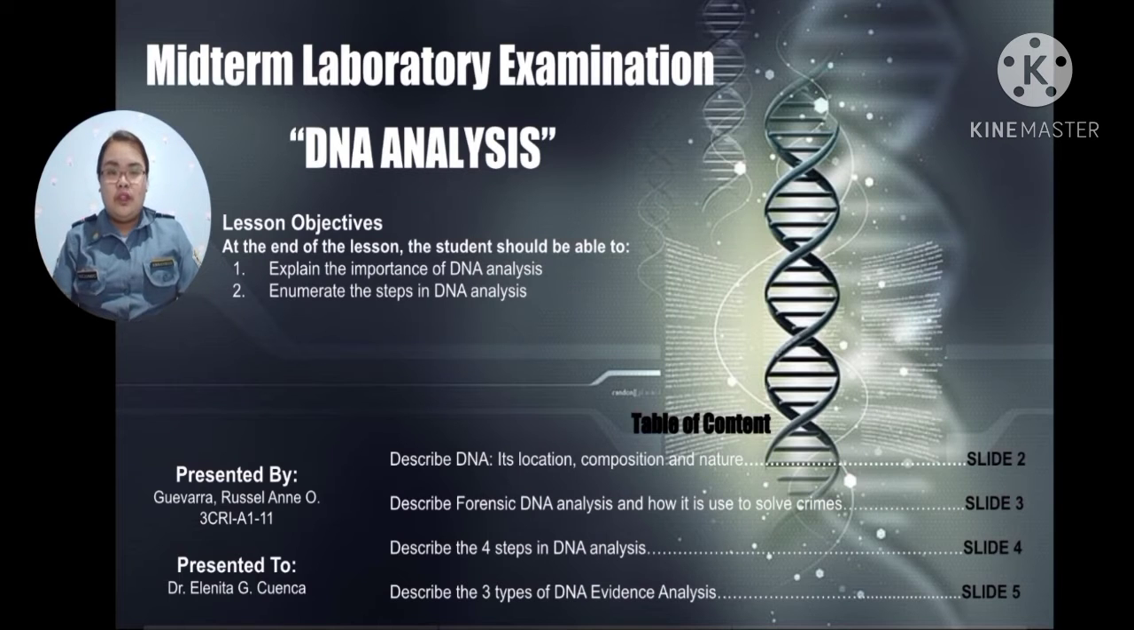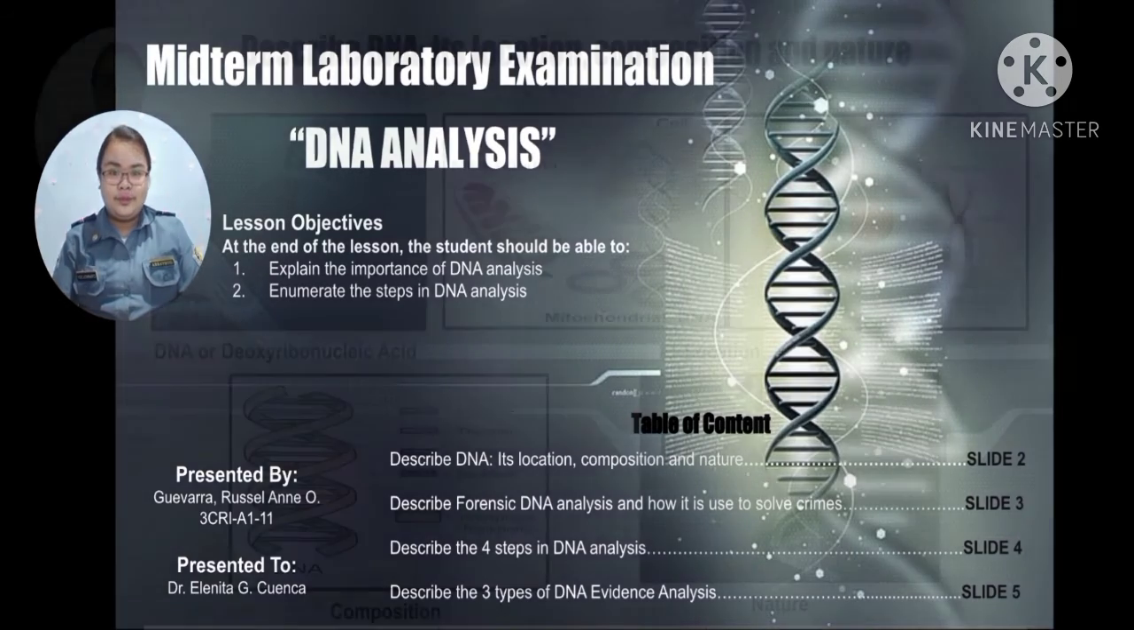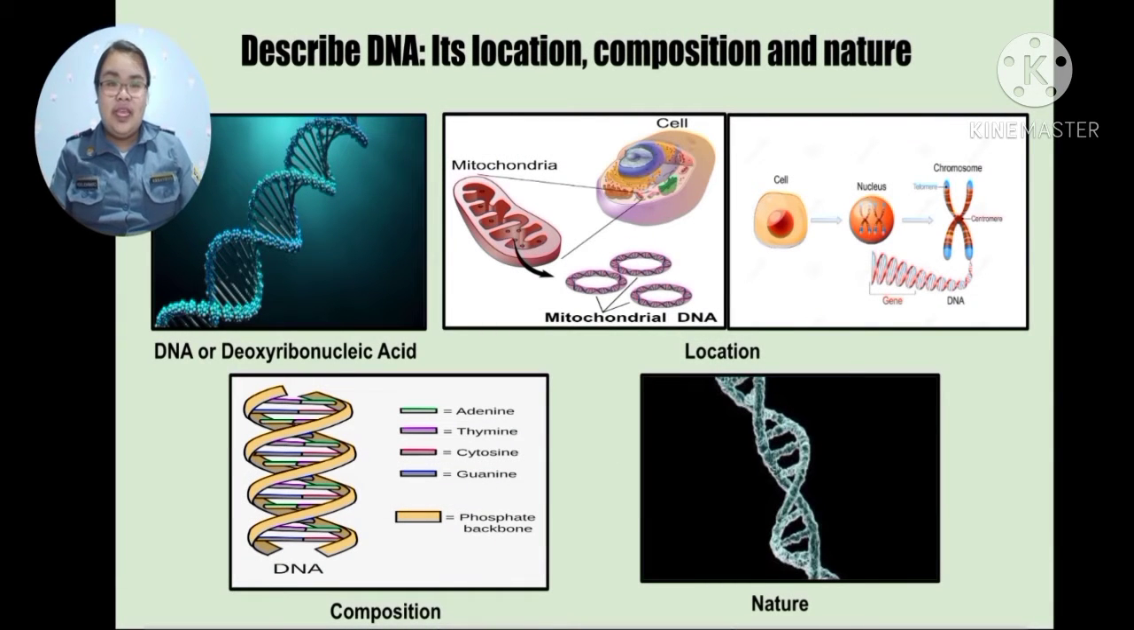So, table of contents. Describe DNA, its location, composition, and nature, slide number 2. Describe forensic DNA analysis and how it is used to solve crimes, slide number 3. Describe the fourth step in DNA analysis, slide number 4. And describe the 3 types of DNA evidence analysis, slide number 5. So let's proceed to slide number 2. Slide number 2, describe DNA, its location, composition, and nature.